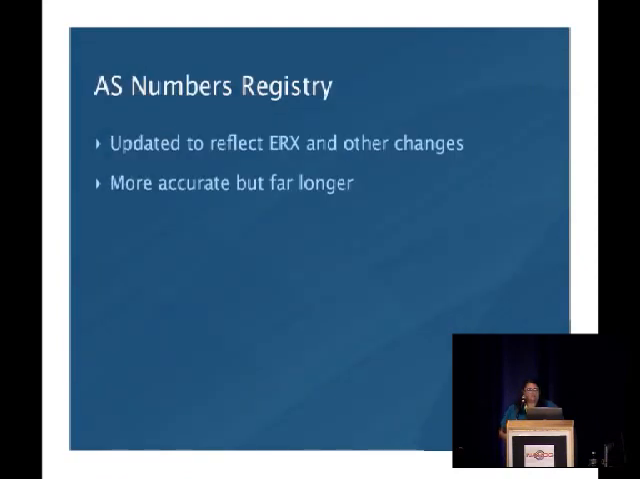The AS number registry has been updated to reflect ERX, which was the redistribution of responsibility for different AS numbers to the RIRs. It used to be that everything was listed as being supported by ARIN, when in fact they may have been distributed by RIPE or APNIC or one of the other RIRs, all the old legacy allocations. The RIRs went through a process of updating all that information, trying to make it more accurate, and we've now reflected that in our database as well.